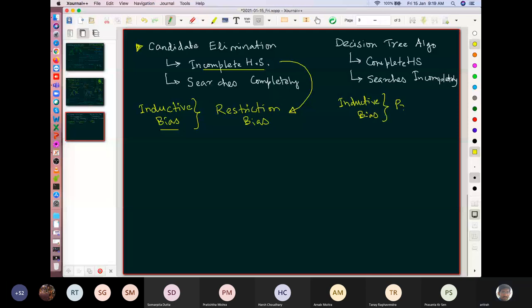bias. In colloquial terms it's a preference bias because I have a complete space, but I search incompletely based on my preference. So although these two have a bias which we call an inductive bias, one we call a restriction bias because it has a restricted space through which it can produce hypotheses, whereas the decision tree algorithm has a complete space where anything could be possible. However, it preferred one particular type of path and therefore a particular type of best attribute preference, and it gives the answer.